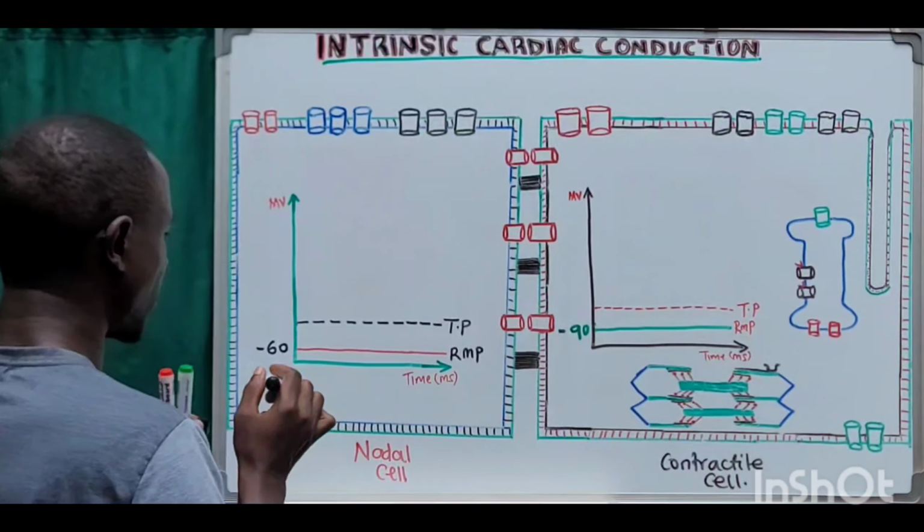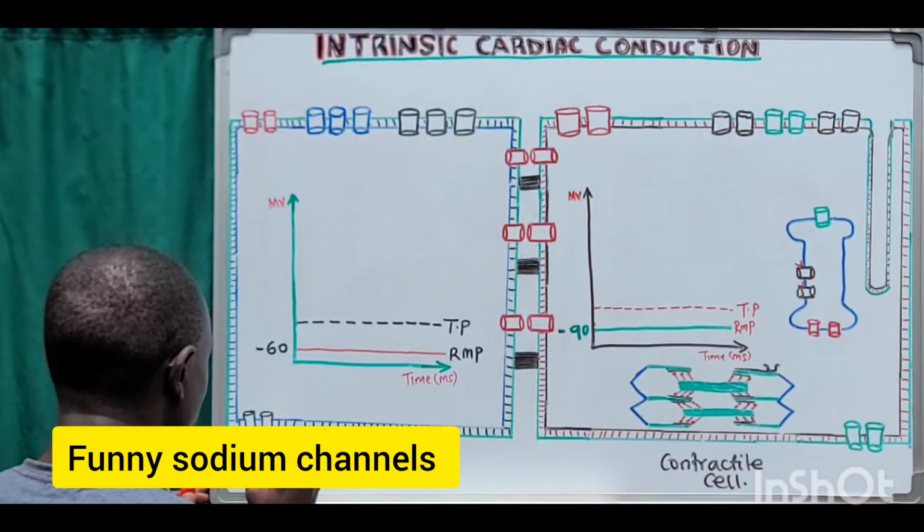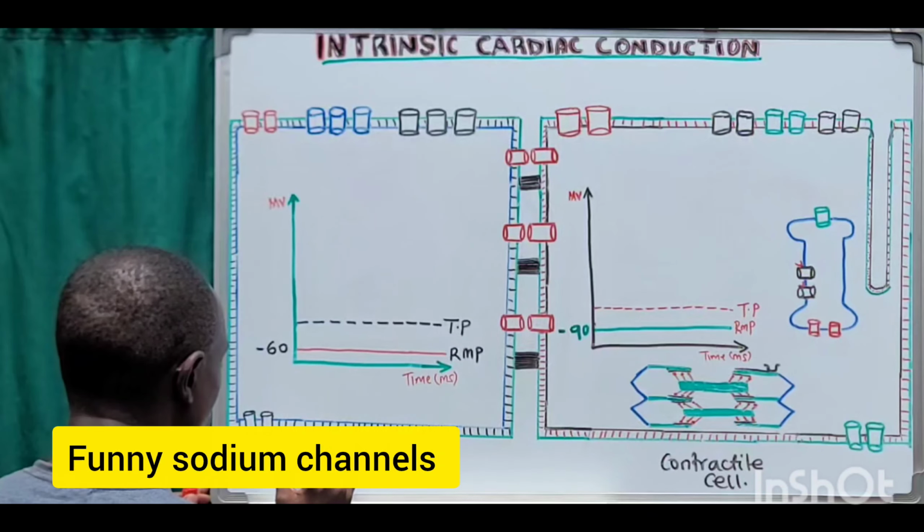What is that funny thing which is going to be happening? We have a specific type of channels that are going to be opening whenever the membrane potential comes around -60 millivolts. You know what's going to be happening? We have these channels. These channels are so special, and they are called the funny sodium channels. So these channels here are what we call the funny sodium channels.